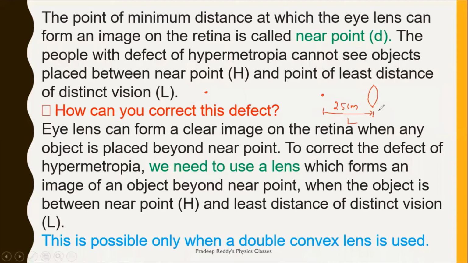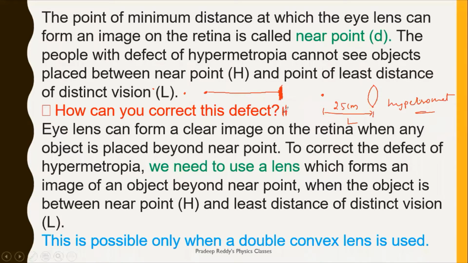Okay. And in case of hypermetropia, what happens? In case of hypermetropia, long distances you can see. That means an object which is placed here, you could see clearly. Here also you could see clearly. Here also you could see clearly. Larger distance objects you can see clearly. But when you are coming closer, like for example, at this point, this is the distance where the eye lens could not get the image correctly. And this point is H.